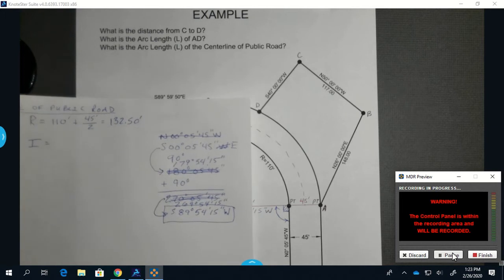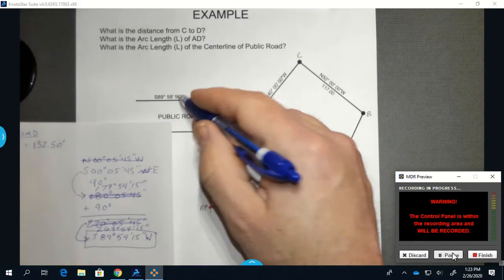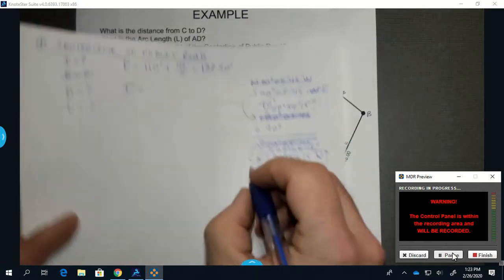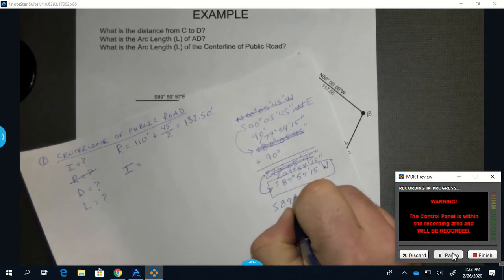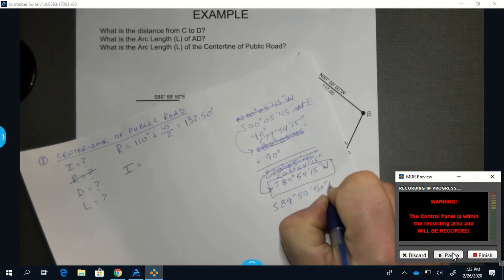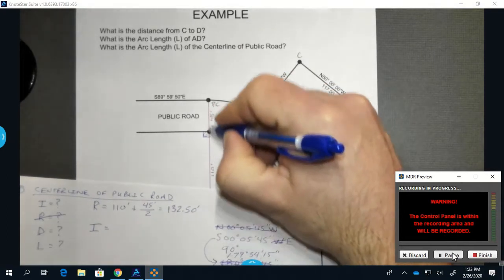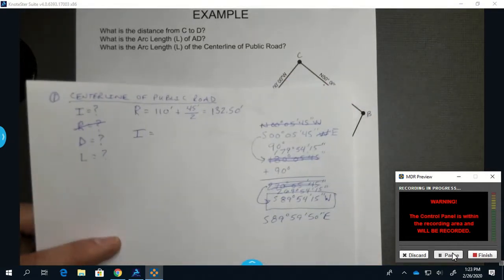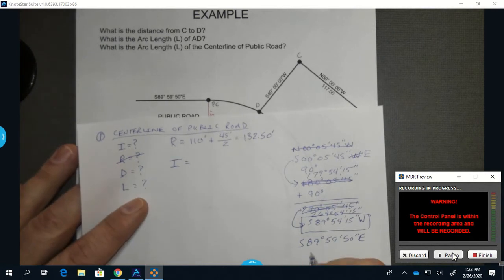The next one I want to figure out is the bearing for here, okay? So I'm going to look at this bearing. We have a south 89 degrees, 59 minutes, 50 seconds east. Okay, so that's that bearing, and we're trying to come down on this line here. So let's take a look at how we're going to do that. Okay, so if I take this, I'm going to turn this into an azimuth again, but this time I'm going to do it as a back azimuth. So I'm going to turn this into a northwest this time.